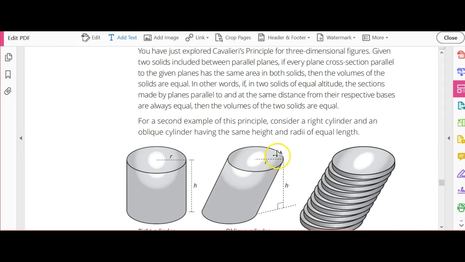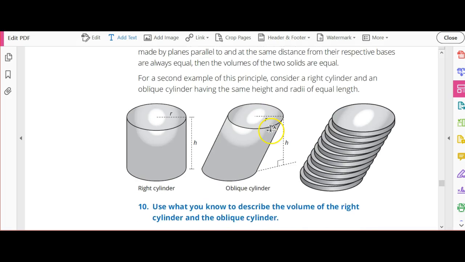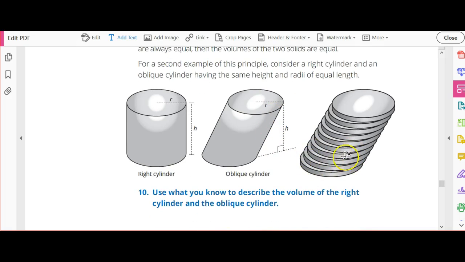Okay? That's Cavaliere's principle for three-dimensional figures. Given two solids between parallel planes, if every plane's cross-section parallel to the given planes, so top and bottom, the bases, and if every single cross-section has exactly the same area in both solids, the volumes are going to be equal, right? This is really easy to see with quarters. A stack of quarters here, imagine that. Does the volume change because we just tip it to the side? And the answer is no.